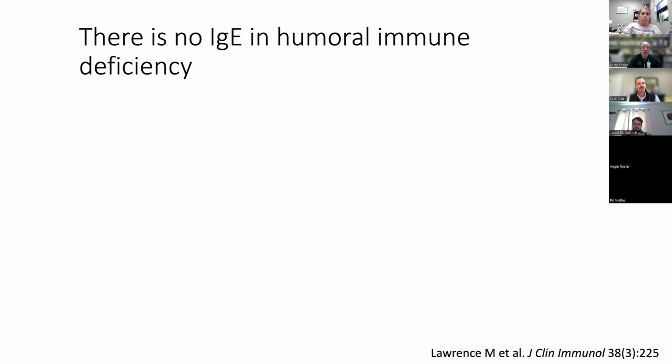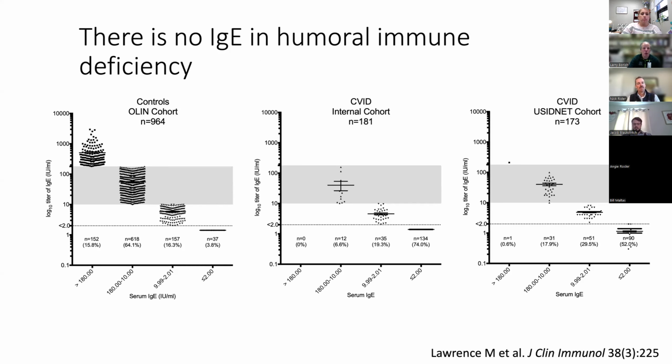There is no IgE, or virtually no IgE, in individuals with humoral immune deficiency. This is a study that I did with my colleague, Monica Lawrence, looking at IgE in immune deficient patients. This is a Norwegian control cohort that just sort of shows the range of IgE that can be seen in healthy people.